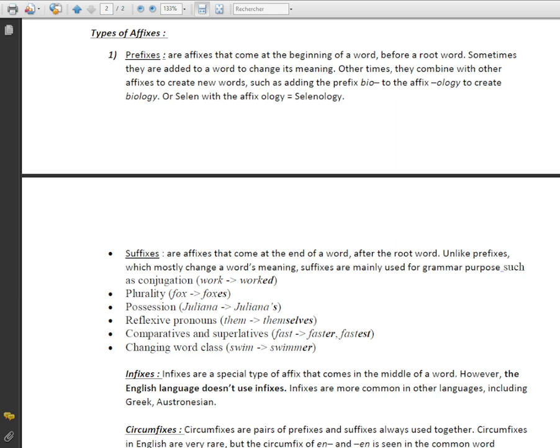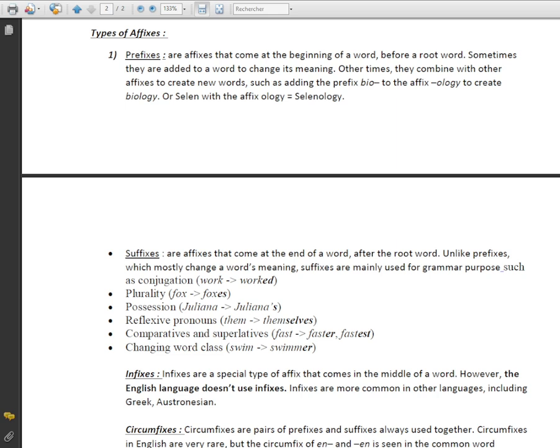They are affixes that come at the end of a word, after the root word, of course. Unlike prefixes, which mostly change a word's meaning, suffixes are mainly used for grammar purposes such as conjugation. For example, work, worked. So it's a similar case to what we did earlier with the other types of affixes, like the inflection.